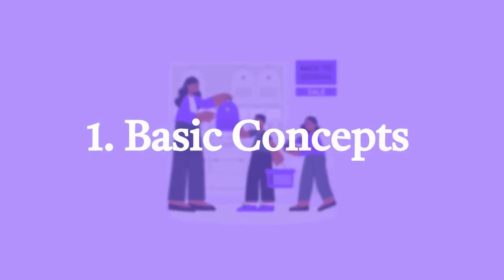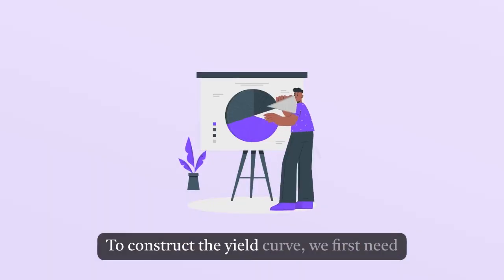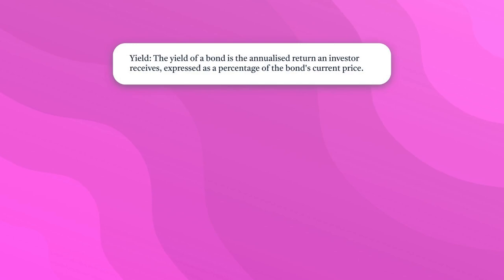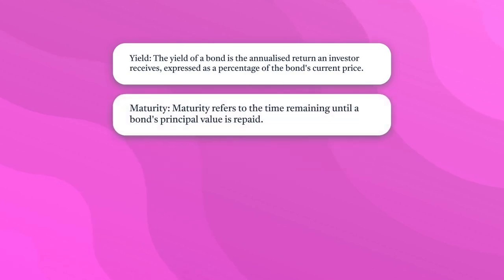1. Basic concepts. To construct the yield curve, we first need to grasp some basic concepts. Yield. The yield of a bond is the annualized return an investor receives, expressed as a percentage of the bond's current price. Maturity. Maturity refers to the time remaining until a bond's principal value is repaid.